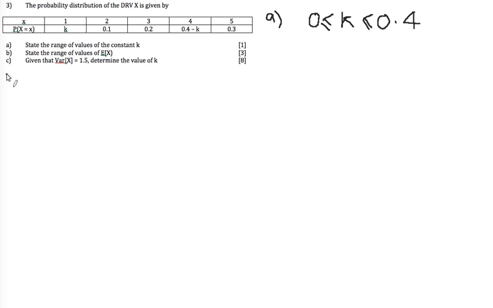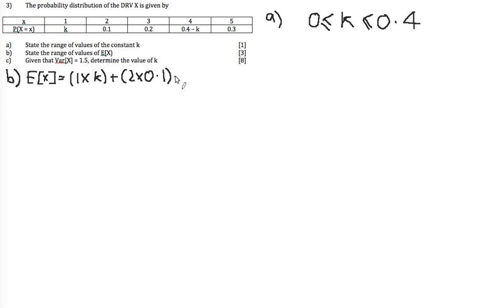Okay, part B asks for the range of values for the expectation of x. Easiest way to do this, because this is going to help you with the next part of the question, although you wouldn't notice at the moment, is to work out the expectation of x in terms of an expression. And what I mean by this is just to work it out using k as your probability.